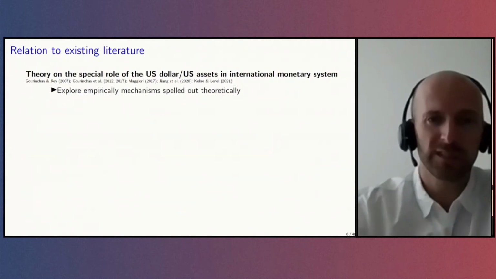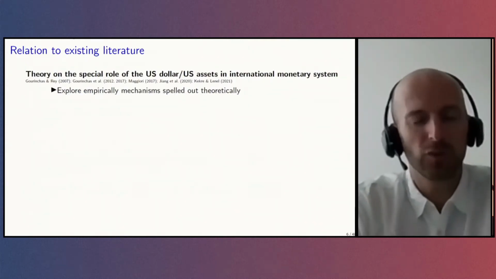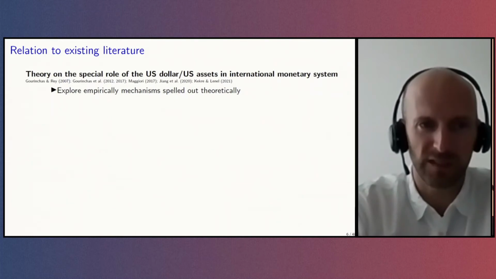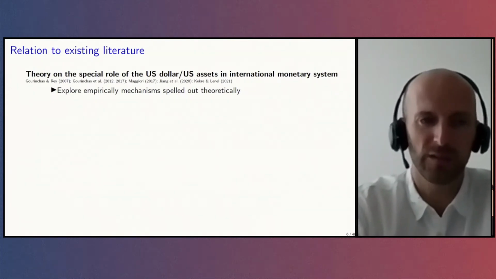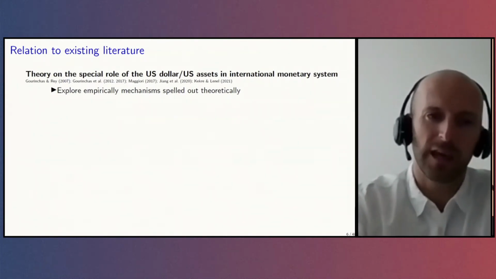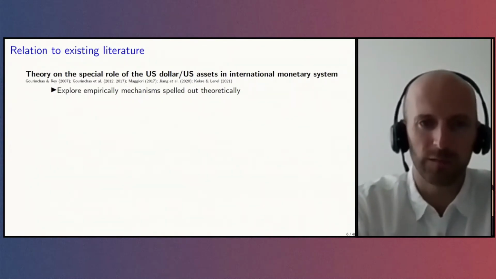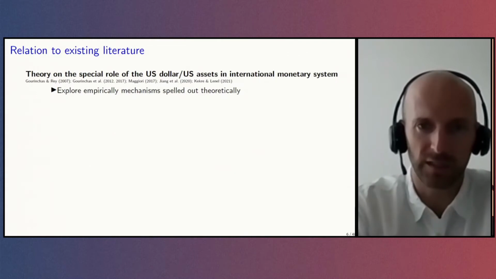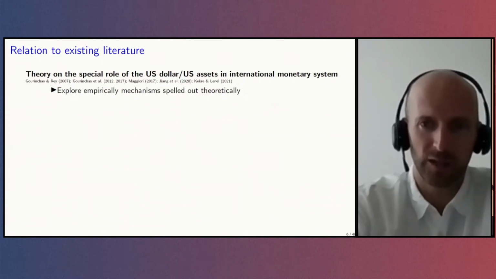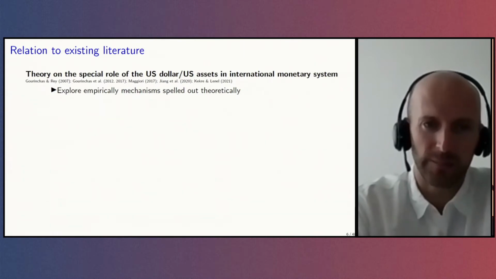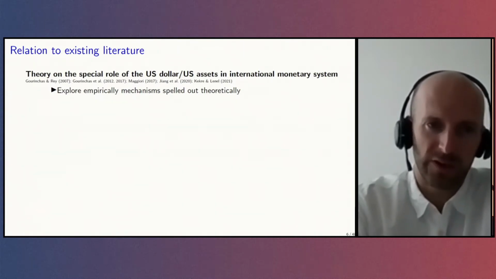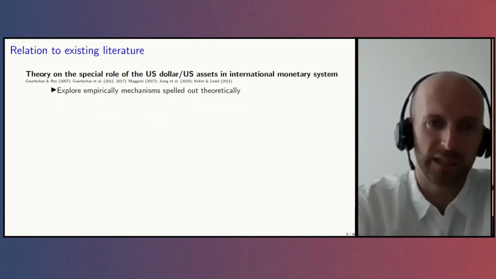So the paper is, I think, most clearly related to four strands of existing literature and informs these strands. The first is a strand that is theoretical, which studies the role of the dollar exchange rate, dollar assets, treasury assets, as safe assets in the international monetary system. And what we contribute to this strand of the literature is that we explore empirically the mechanisms spelled out theoretically in this literature.